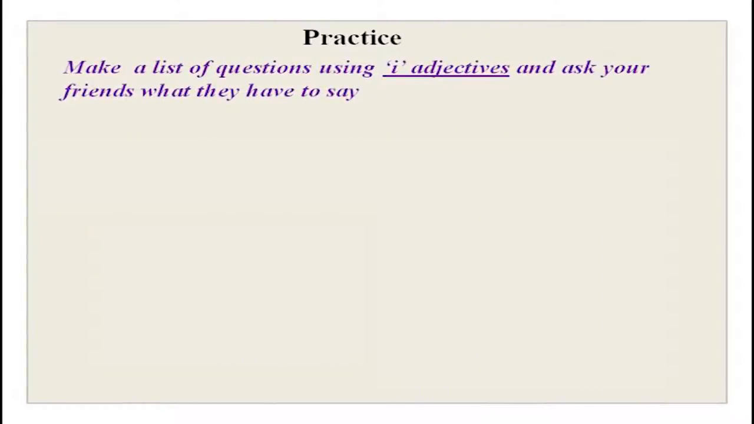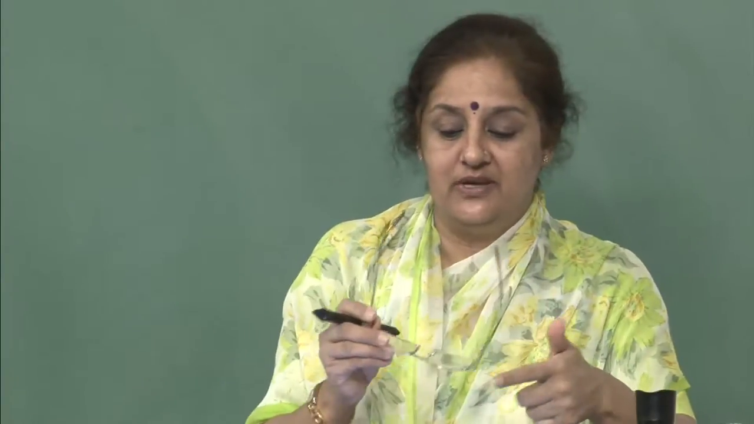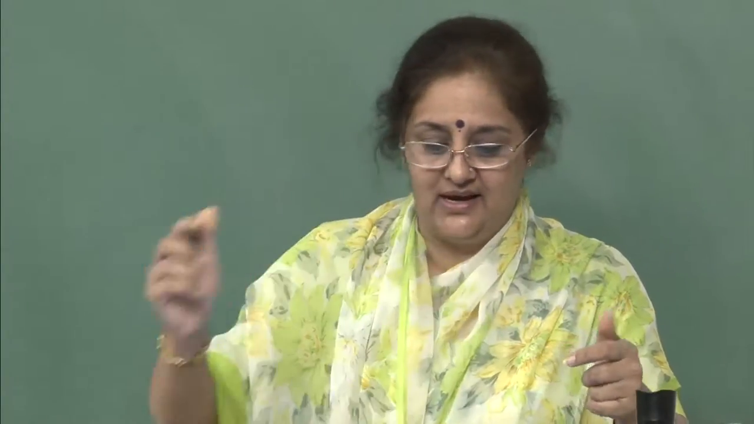Now, we had this sentence over there in the conversation. Among the bakery shops, this has the most delicious cakes. So, well, among a certain group, within a certain group. So, make a list of questions using i adjectives and ask your friends what they have to say.